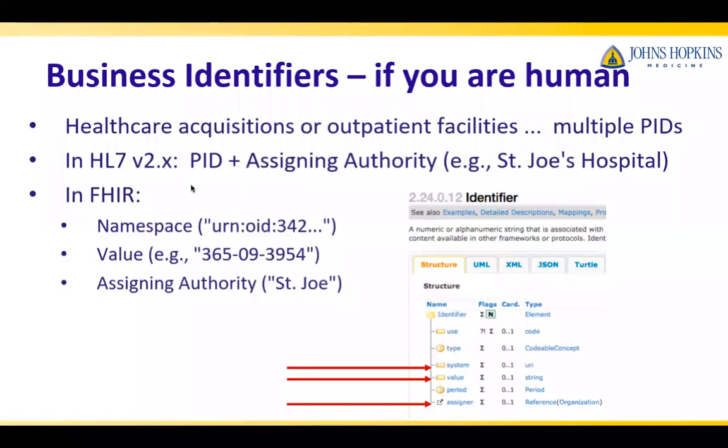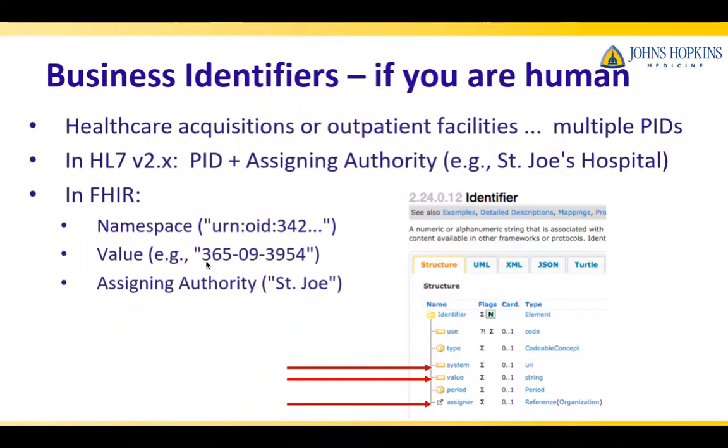In HL7 version 2, which is a predecessor standard to FHIR, the way that that was solved is that a patient identifier was always the patient identifier plus the assigning authority. So it was some number plus, for example, St. Joe's Hospital. FHIR decided to take a slightly different tack on that, and we made it to have a namespace. A namespace is a computer processable number. It starts with, in this case, a universal resource name, and it's an OID, and it's a number which a computer will recognize. It's not something that a human's going to look at.